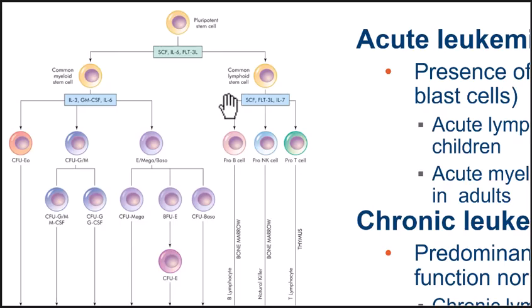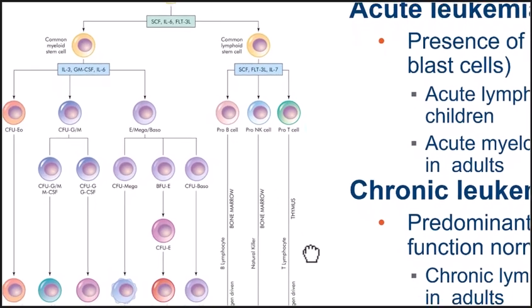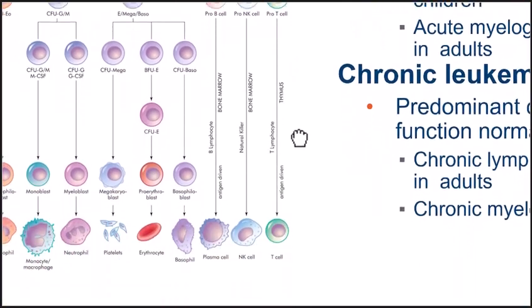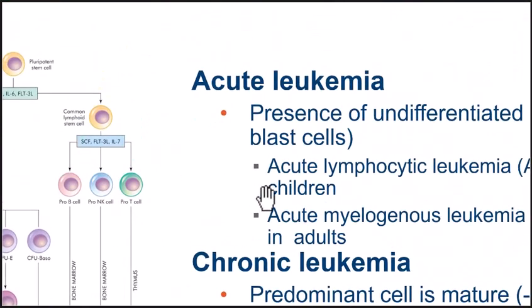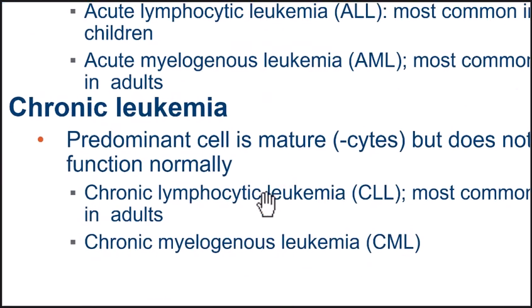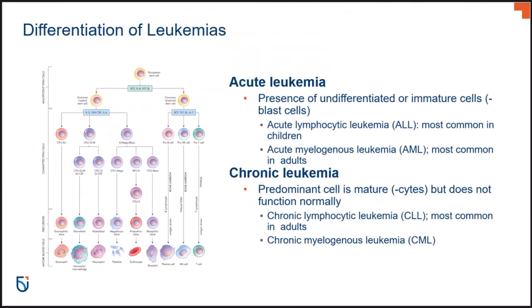This other arm is the common lymphoid stem cell, which will differentiate into our B lymphocytes, natural killer cells, and T lymphocytes. And you can see here that the B lymphocytes will form plasma cells, and these T lymphocytes form our T cells. And so these guys here are impacted then by lymphocytic leukemias. So that's the difference between lymphocytic versus myelogenous forms.